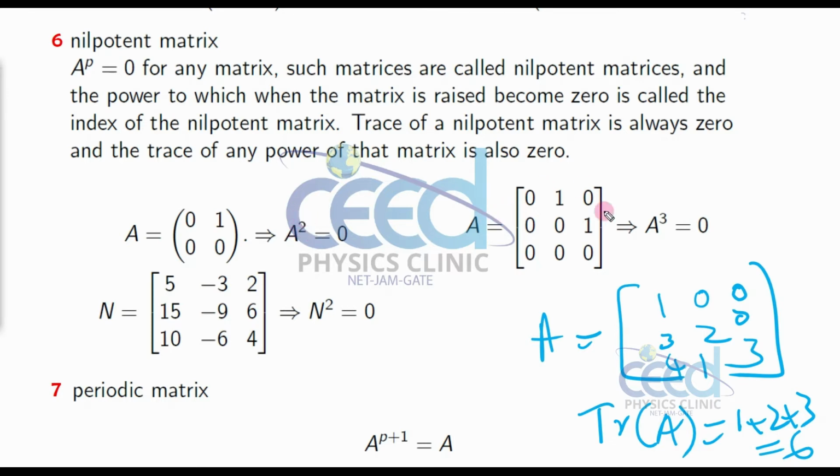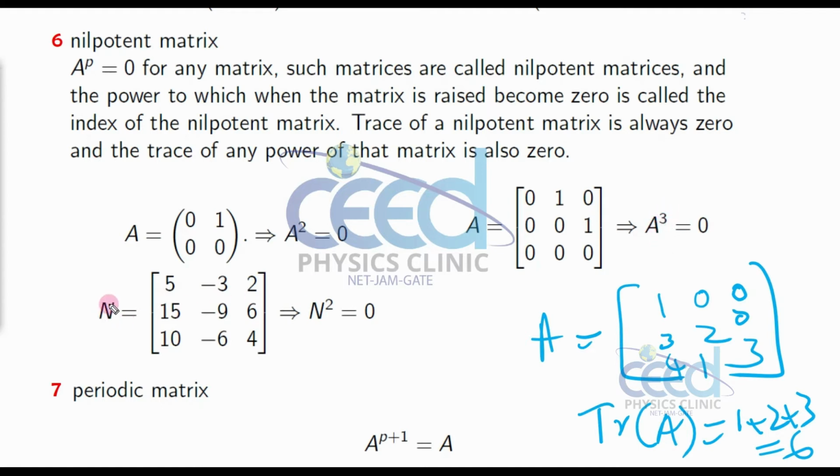Here, if you multiply this, A square is not equal to 0; you can find A square from it. I am not interested in that, all are in the lower classes. So A is equal to this matrix, and A cube is equal to 0, right? A cube equal to 0 means the index of the nilpotent matrix is 3.